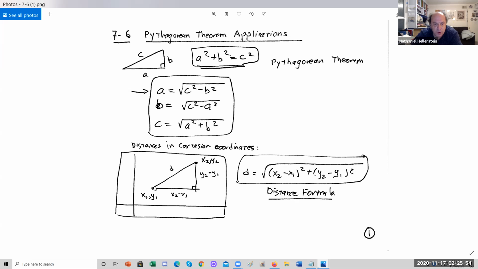Now, if there's a question about distances and Cartesian coordinates, given a point at x1, y1 and another point at x2, y2, what is the distance between them? Well, draw this horizontal line and this vertical line. This has a length equal to the difference in the x values, x2 minus x1. This side here is a difference in the y values, y2 minus y1. And so using this version of the Pythagorean theorem, you get that d, the diagonal, equals the square root of the sum of the squares of these two sides. So root of x2 minus x1 squared plus y2 minus y1 squared.